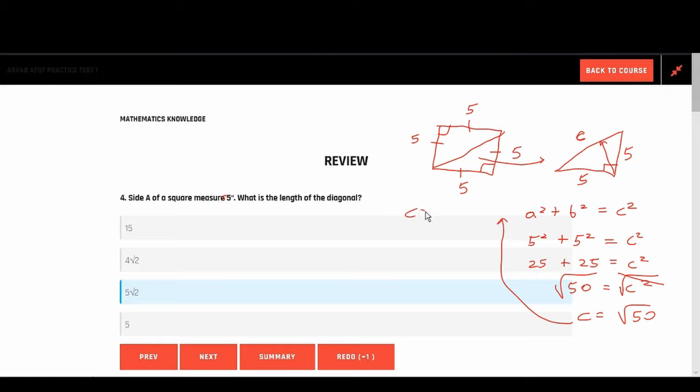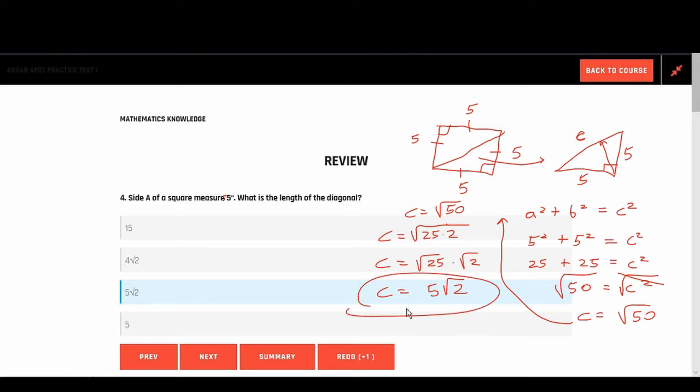Again, this is c equals the square root of 50, which I can split up to be this. C equals the square root of 25 times 2, which I can break up even further as this. Square root of 25 times the square root of 2. Of course, we know the square root of 25 is 5, and this times square root 2 is hanging out off to the side there, and that gets us our answer of 5 square root 2. Okay?